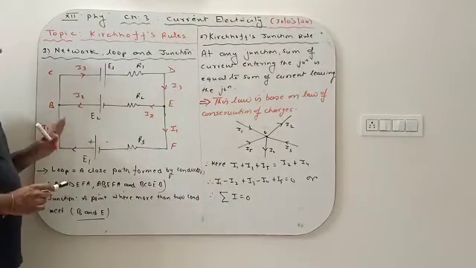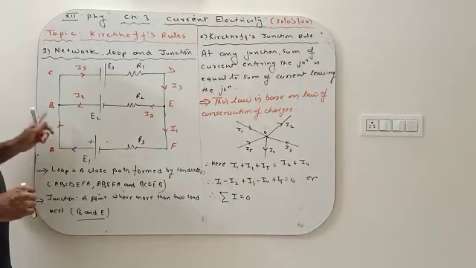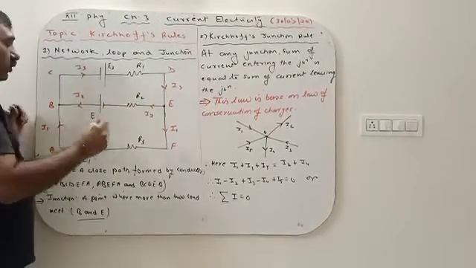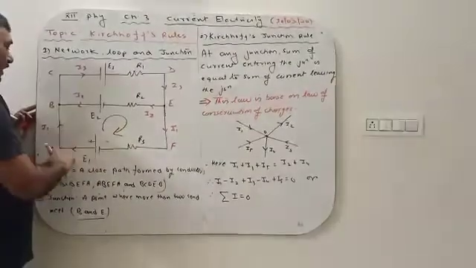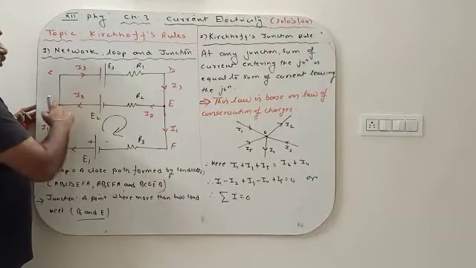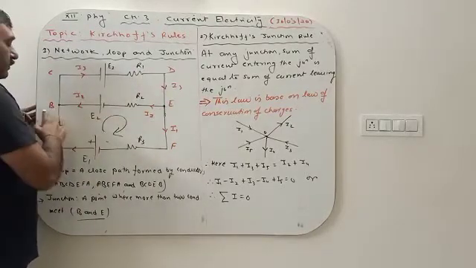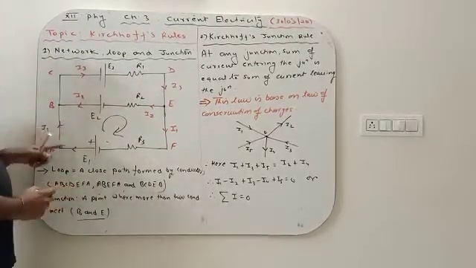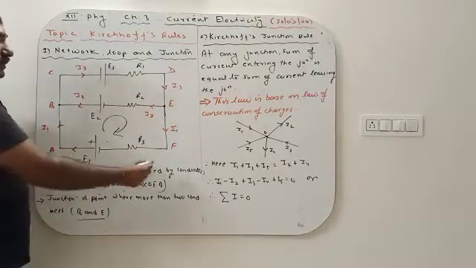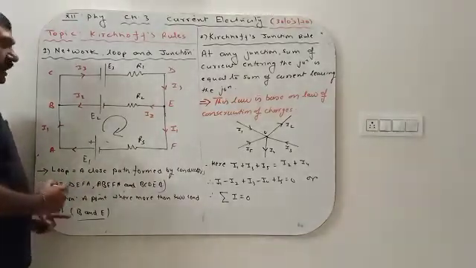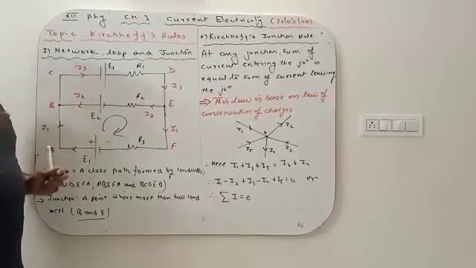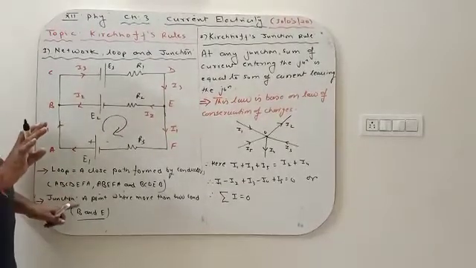So how many loops are there in this circuit? This is the one big complete loop, A, B, C, D, E, F, A. The two other small loops are A, B, E, F, A, and the third loop is B, C, D, E, B. We start from a point, and after completing the entire loop, we come back to it. This is known as loop. A closed path formed by the conductors is known as loop. And what is junction? A point where more than two conductors meet is known as junction.